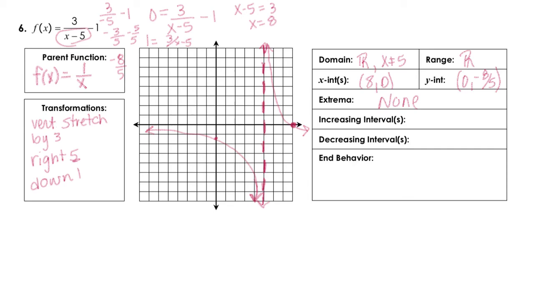Increasing interval. This is not going to have any increasing, because again, you're reading this from left to right. So you're actually decreasing from -infinity up to that asymptote, and then over on the other side of the asymptote to infinity. And our end behavior here, as x approaches positive infinity, and then x approaches negative infinity, and then set up your f of x.